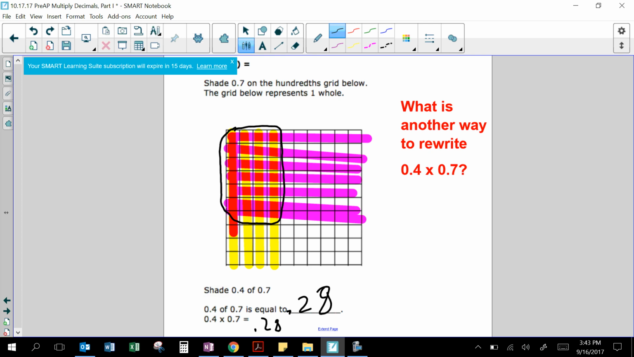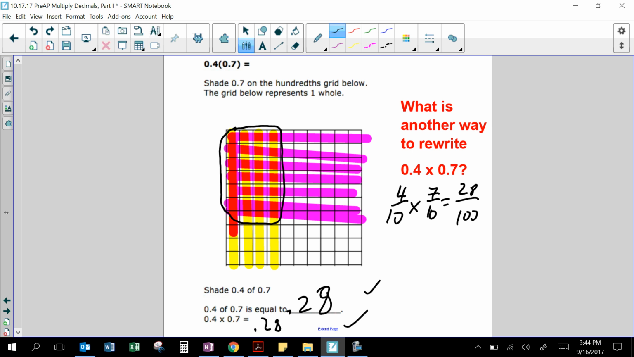What is another way to rewrite 4/10 times 7/10? How about writing it in fraction form? 4/10 times 7/10 is 28 hundredths. That is where we got our answer. So this is the foundation of multiplying decimals. What did you notice as you were multiplying this? When I was multiplying this, I got 4 times 7. So you multiply it normally. 4 times 7 is 28.